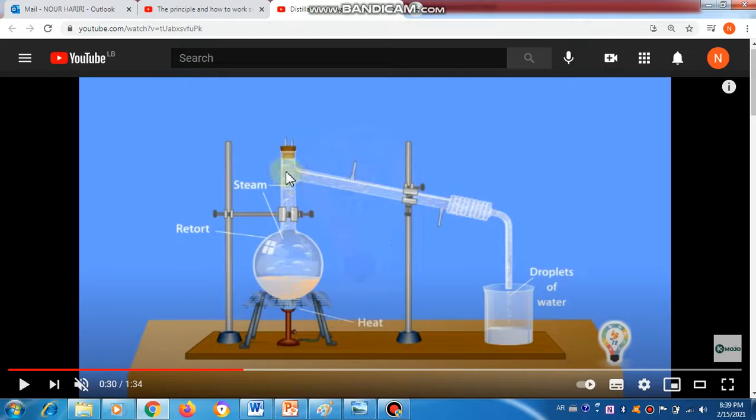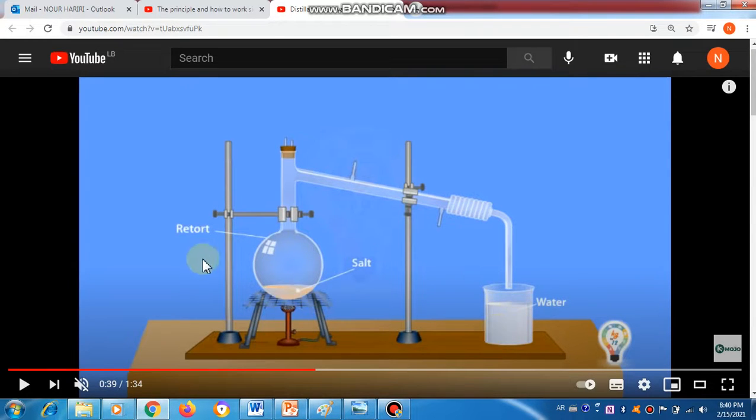طبعا this water vapor is very hot. It reaches the condenser and the condenser is very cold. So this water vapor will change into liquid again, liquid water. طيب لوين بده ينزل الليكويد؟ شايفين لانه حاطين الكوندنسر نزول، فالليكويد طبيعي بده ينزل ويوصل على هيدا البيكر.